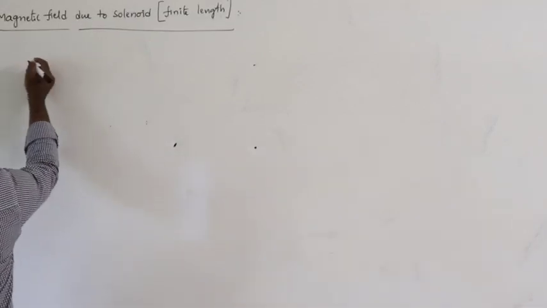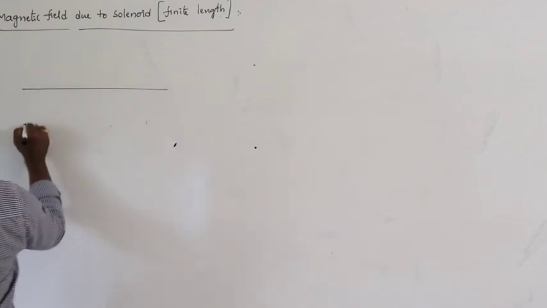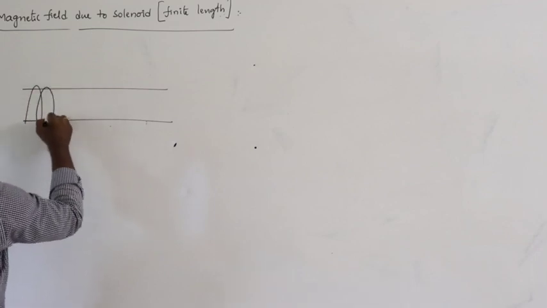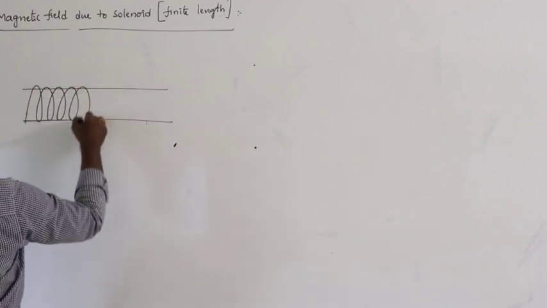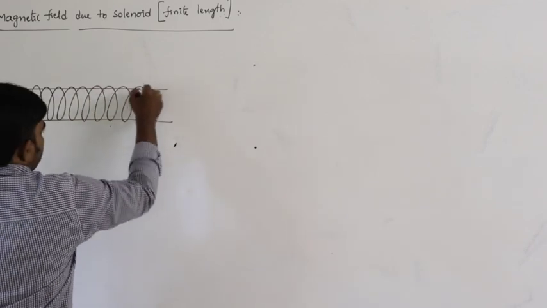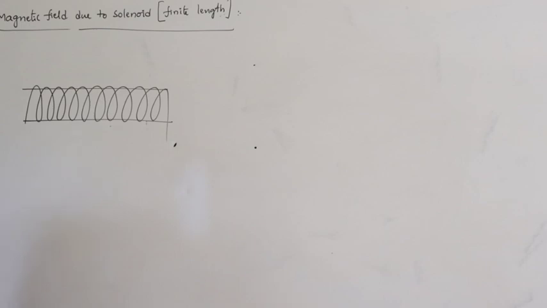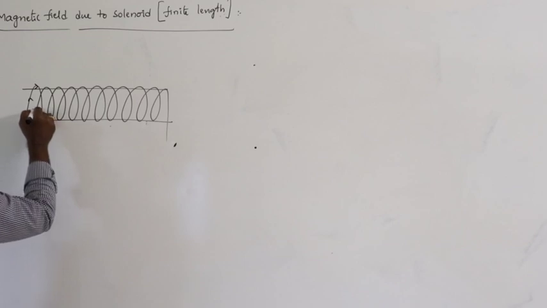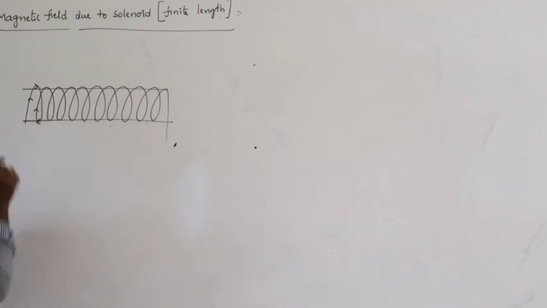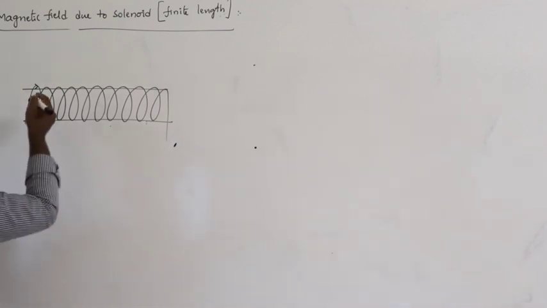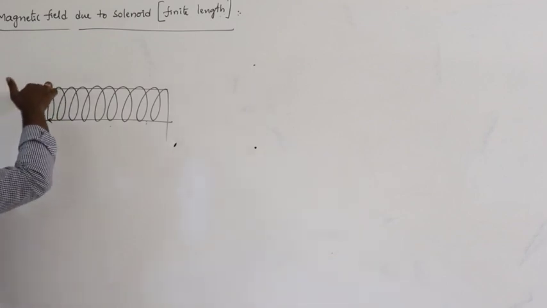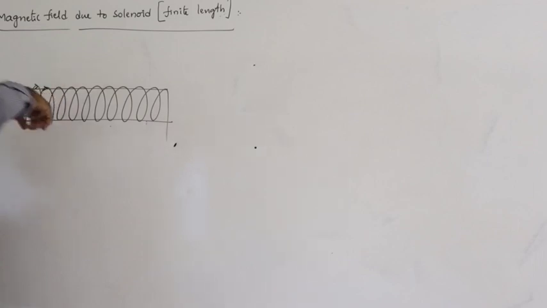So here, for example, this is a non-conducting material of finite length. The turns are like this. Insulating wire is wound over this like this. So this is the direction of the current. Here it is inwards and here it is outwards. Here the current is travelling inwards, and below it is outwards.